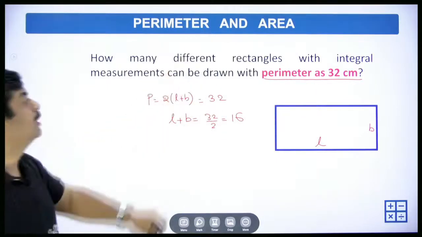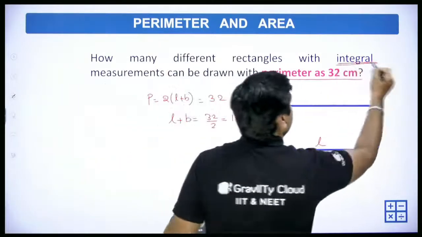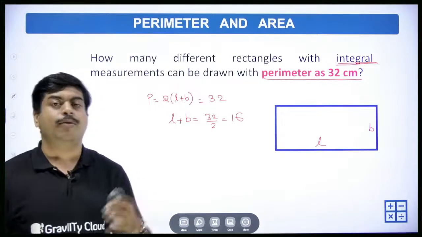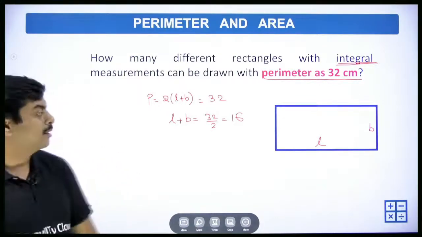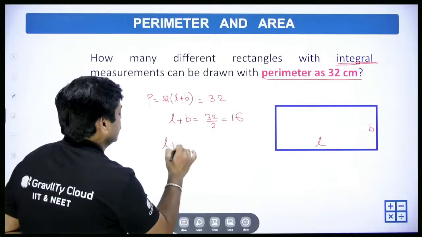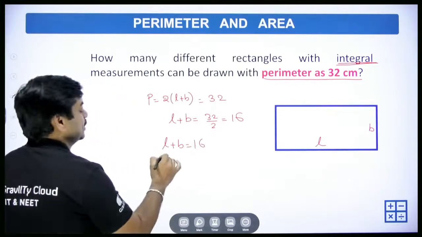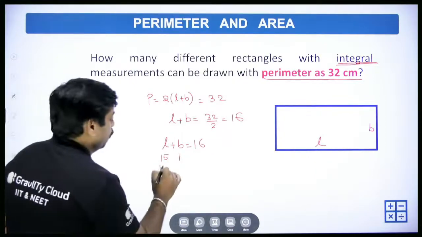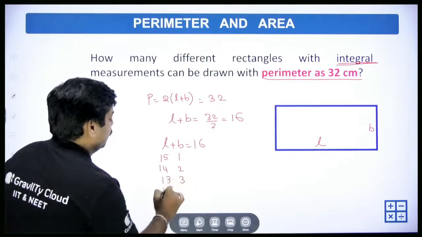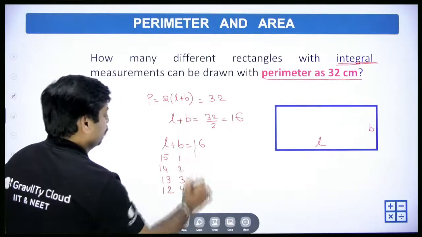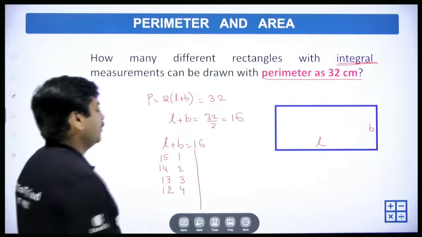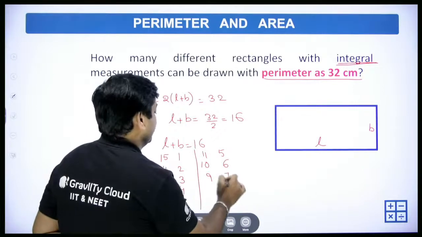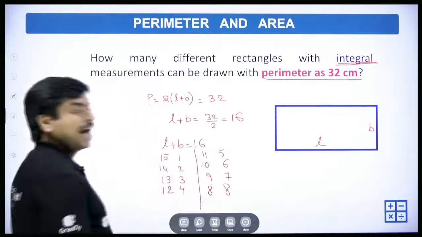We need all the sides to be integral, that means integers. You cannot have a side like 1.5, 1.2, or 1.9. It should be 1 or 2 and so on. As we have the relation L plus B equal to 16, I can take length as 15 and breadth as 1 centimeter. Then 14 and 2, 13 and 3, 12 and 4, 11 and 5, 10 and 6, 9 and 7, 8 and 8. That's it, we cannot have any more.